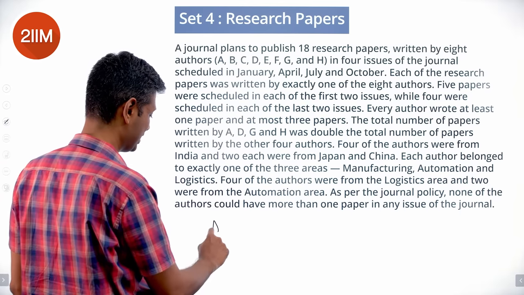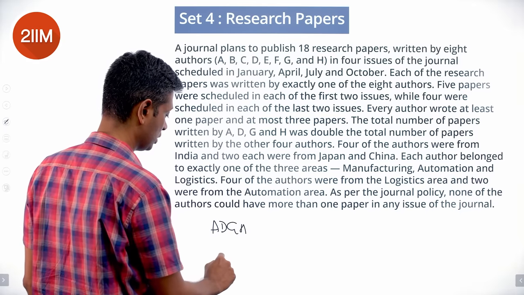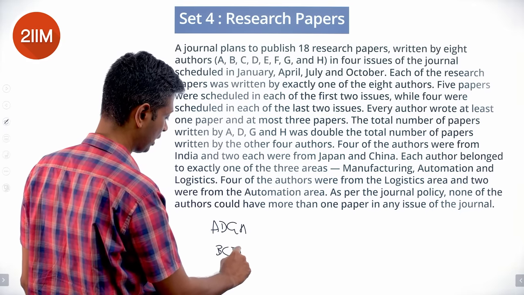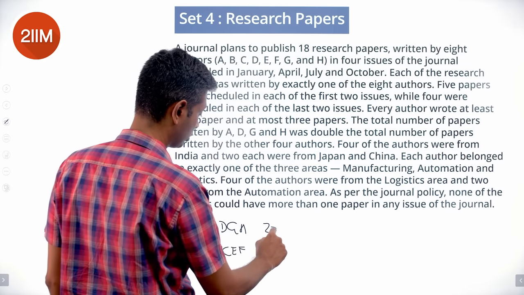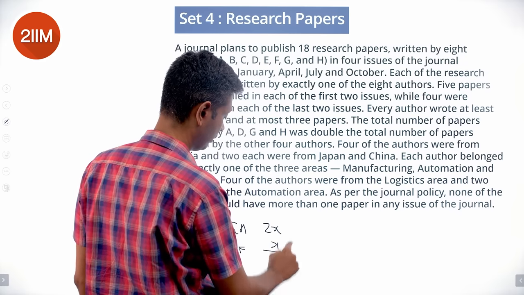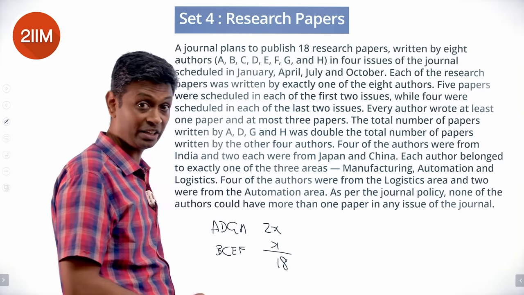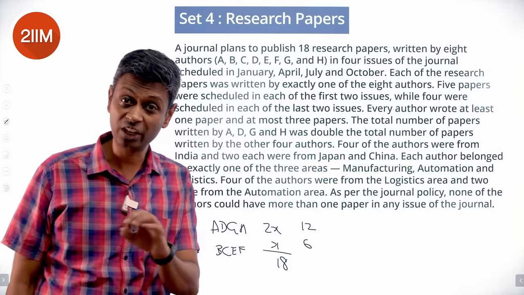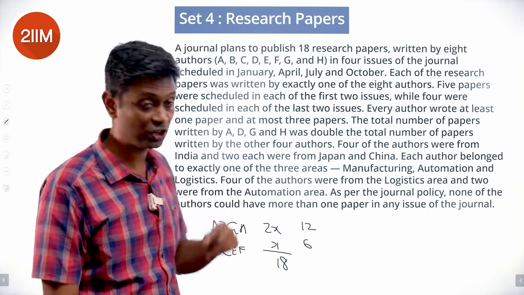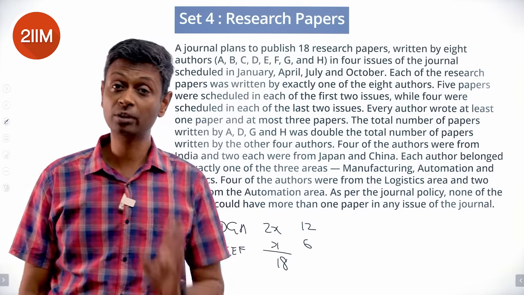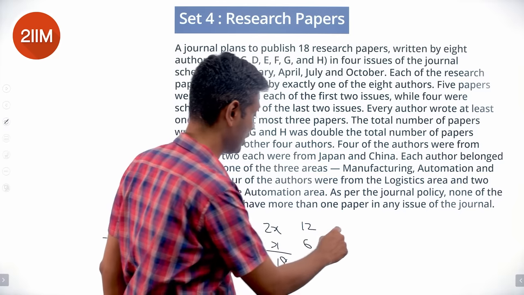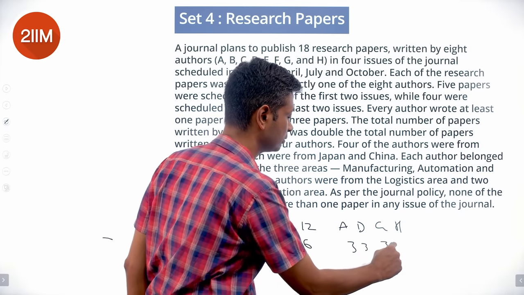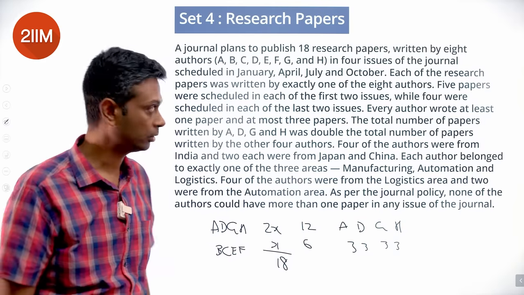So A, D, G, H, and the other 4 are B, C, E, F. So this is 2x, this is x. Total is 18, 3x is 18, x is 6, so 12 and 6, which is very nice because A, D, G and H, if they together write 12, nobody could have written more than 3. So A, D, G, H, right? 3, 3, 3, 3, a nice inference straight away, brilliant.